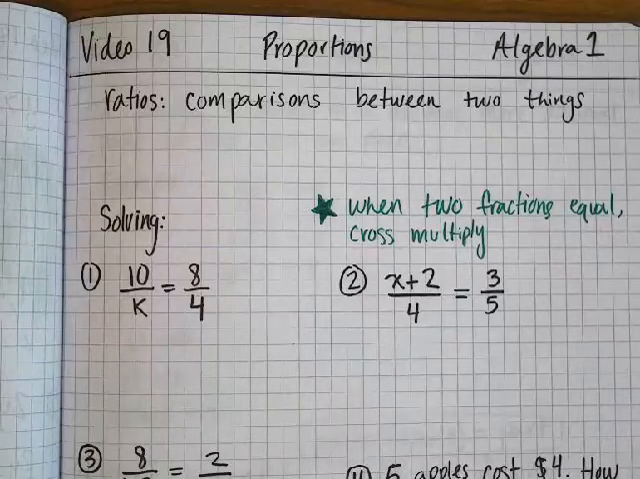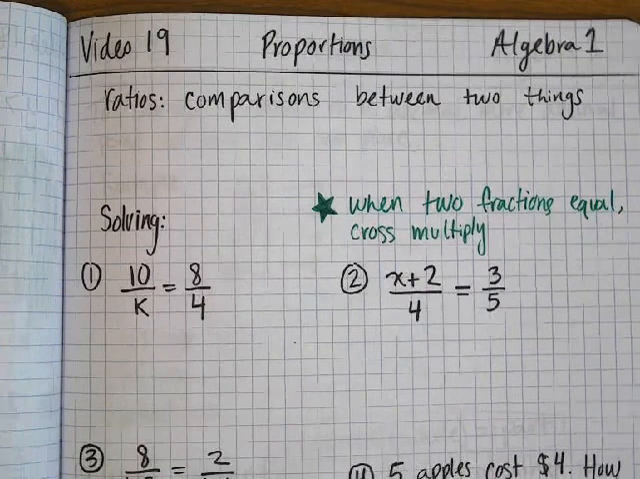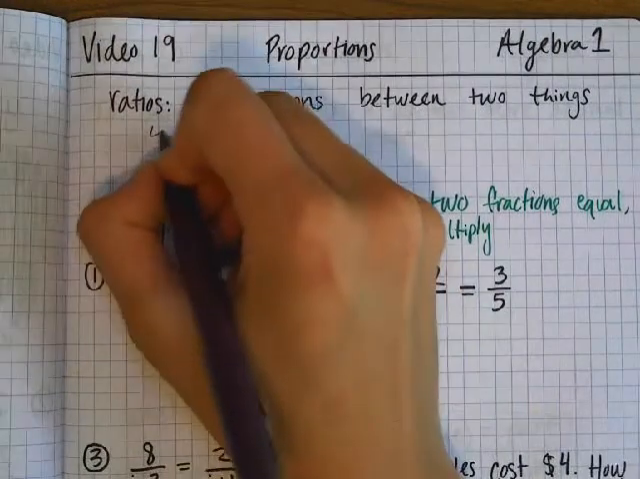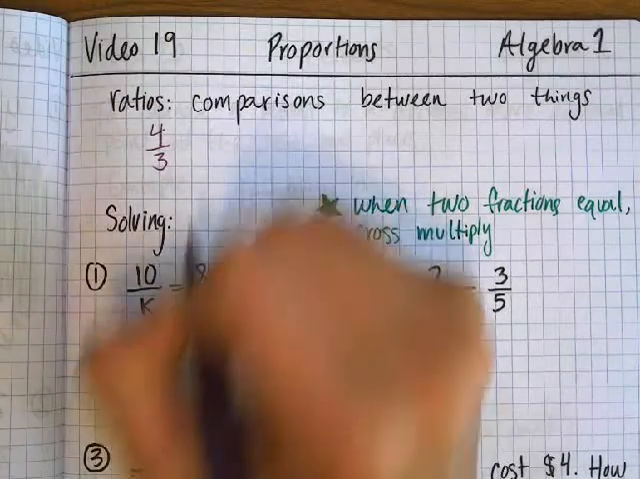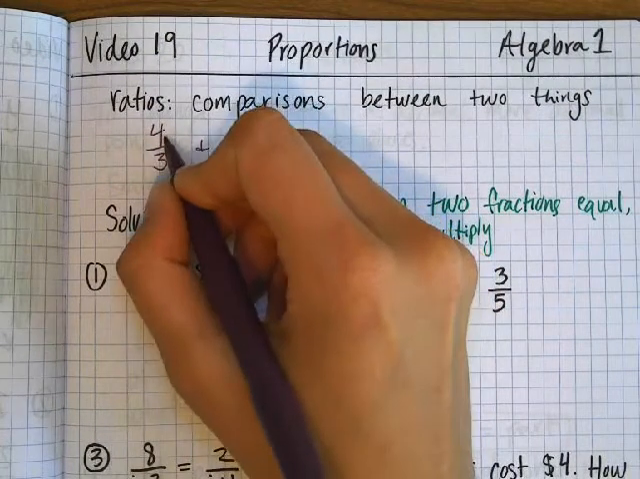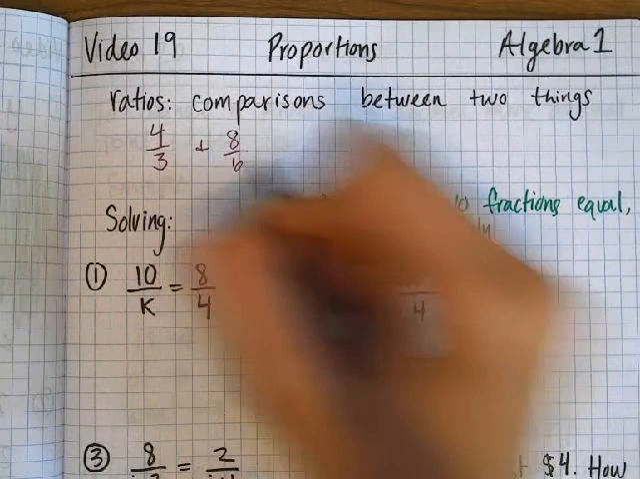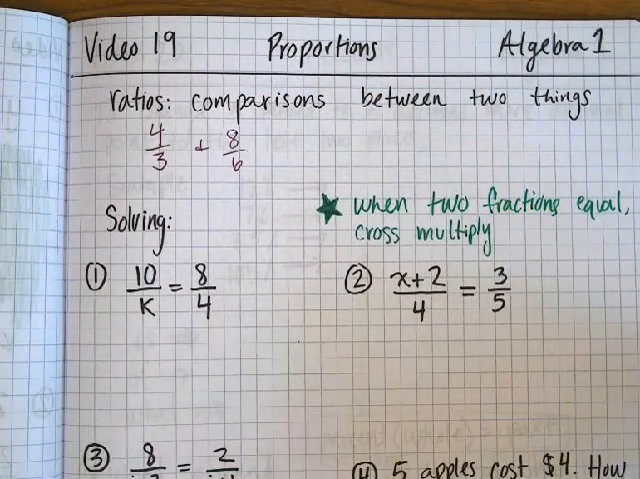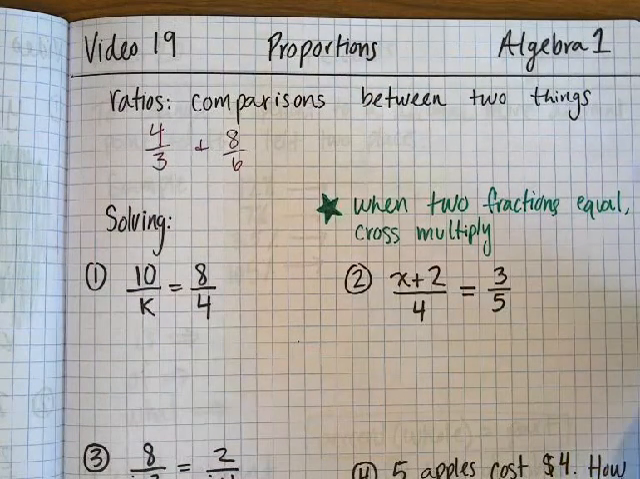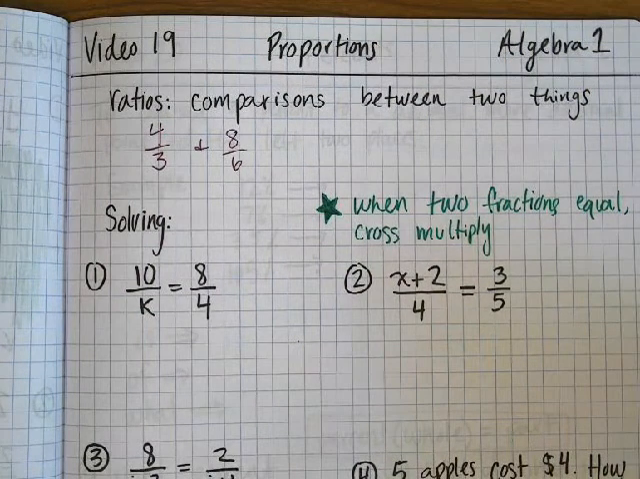This is video 19 and we're talking about proportions today. So ratios are just comparisons between two things, okay? A ratio could be 4/3 and we're comparing 8/6, okay? Now we want to know, do both of these reduce to the same thing? That would mean they're proportional, okay?